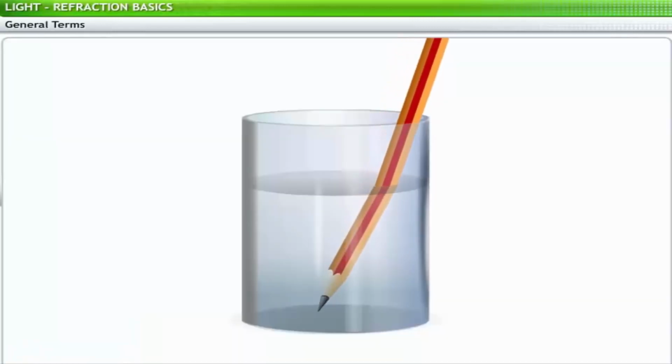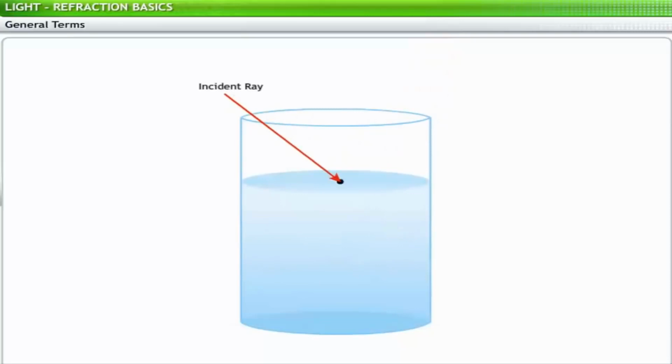Let's examine refraction of light as we saw it in the pencil and look at various terms associated with this phenomenon. The ray of light that is incident on a surface is called the incident ray. The ray that deviates at the point of incidence due to a change in the medium is called the refracted ray. The perpendicular line between the two media is called the normal.